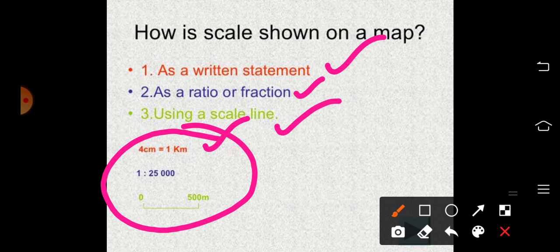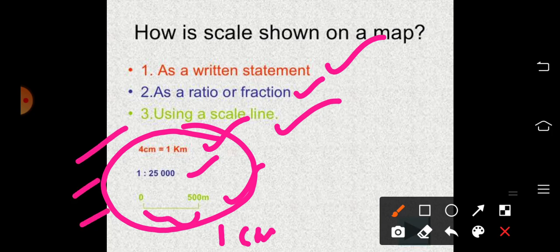Or 1:25,000, that is in the form of a ratio or a fraction. Another one here you can see, maybe this distance, 1 centimeter represents 500 meters. So these are the three ways through which we can represent the scale on a map. Is it clear? As a written statement, as a ratio or fraction, or using a scale line.